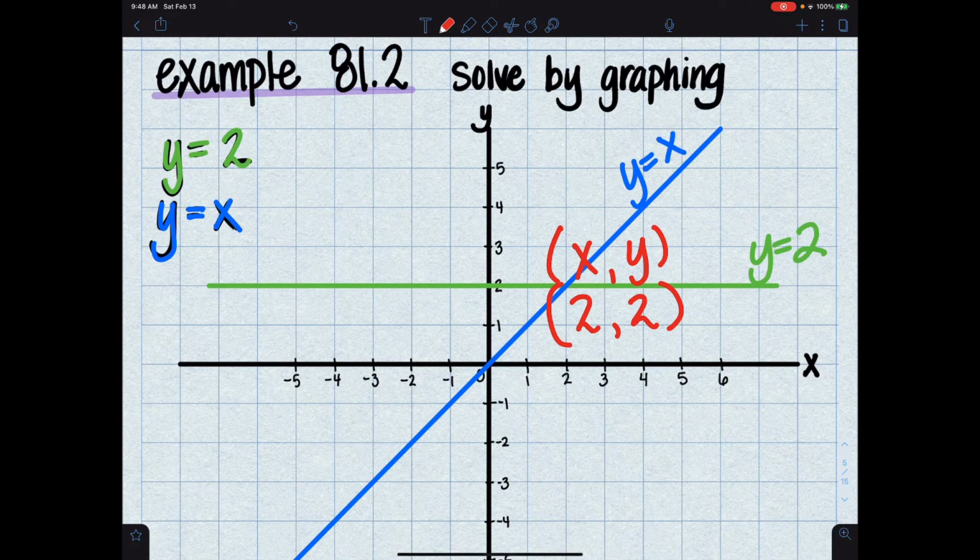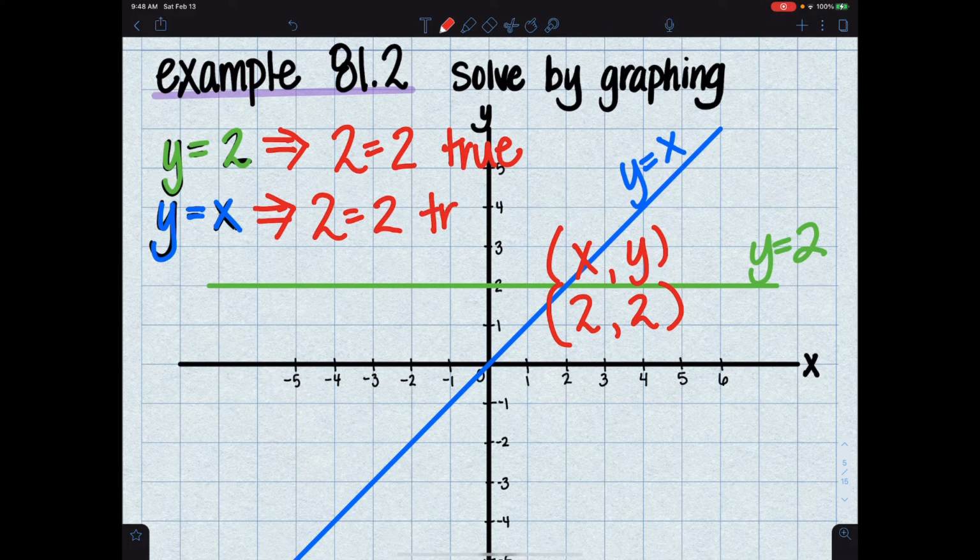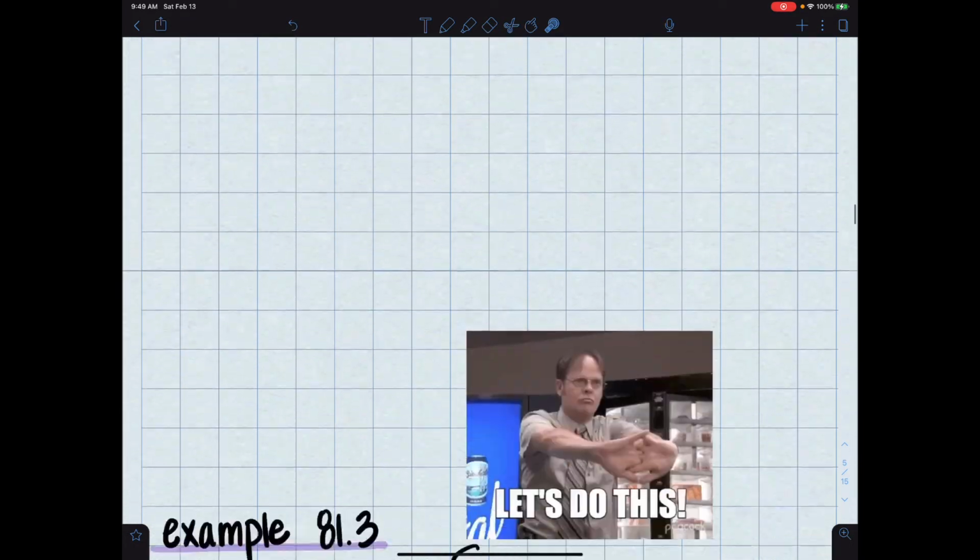So if we substitute, just to make sure that we're doing things right, y is going to be 2 equals 2. That's true. And what about this one? If we plug in 2 and 2, we get 2 equals 2, and that's also true. So we got 2 true statements. That means we did it right, and this is the correct solution. Easy peasy, right? All right, let's do another one.